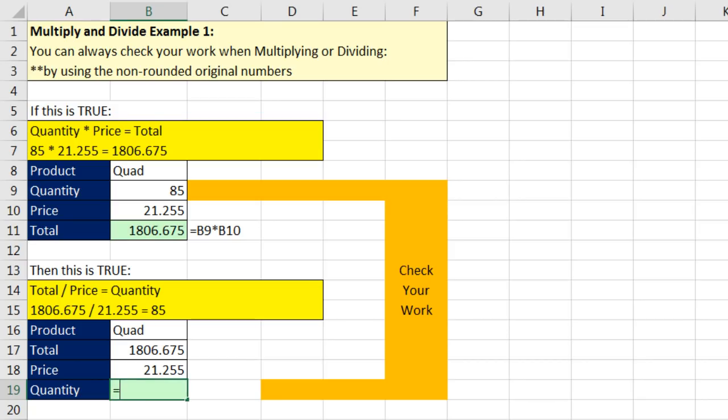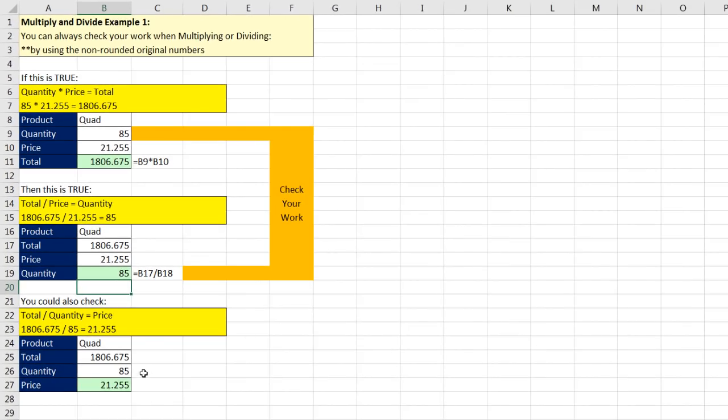So you ready? Equals, arrow, arrow. That's the total divided by the price. And when I hit enter, 85. And similarly down here, I could divide the total by 85. And when I do that, of course, I get exactly the original price. So you can check your answer. And actually, as we go through the class, doing lots of multiplying and dividing, we will check our answer.